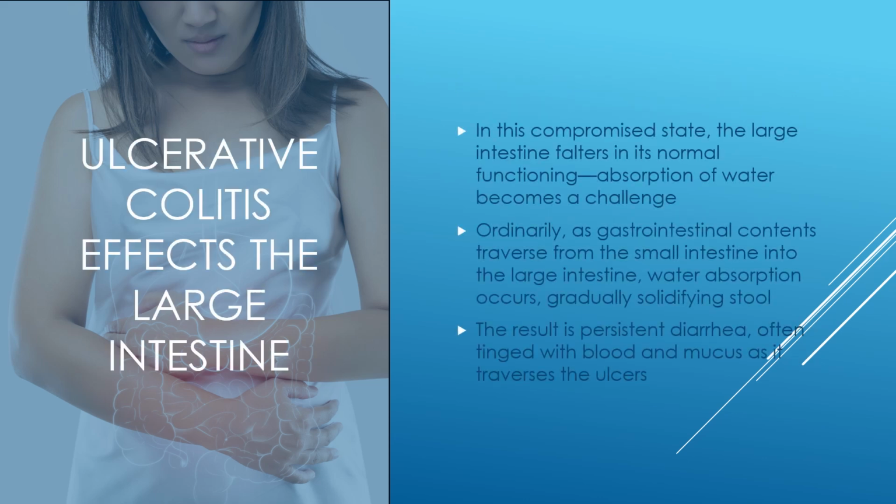Ulcerative colitis affects the large intestine. In this compromised state, the large intestine falters in its normal functioning. Absorption of water becomes a challenge. Ordinarily, as gastrointestinal contents traverse from the small intestine into the large intestine, water absorption occurs, gradually solidifying stool. However, under the duress of UC-induced inflammation, this process is impeded. The result is persistent diarrhea, often tinged with blood and mucus as it traverses the ulcers.